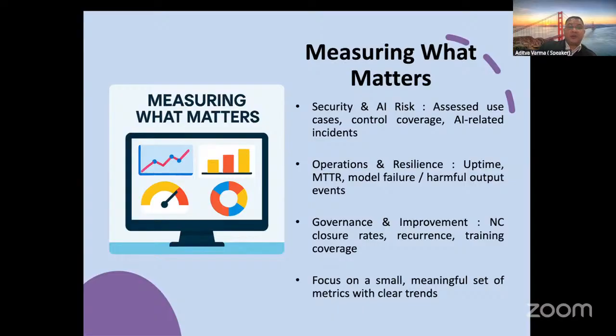First bucket is the security and the AI risk. For example, the percentage of high risk AI use cases with completed risk assessment, control coverage for critical AI and IT services, and the number of AI related security or privacy incidents. Because when you create the model, this percentage would become important. I'll give you the bot example. Now, say that bot has been deployed in a critical scenario, and while it may have shown some hallucination, because it has gone into a critical environment, the weightage of that risk becomes higher.